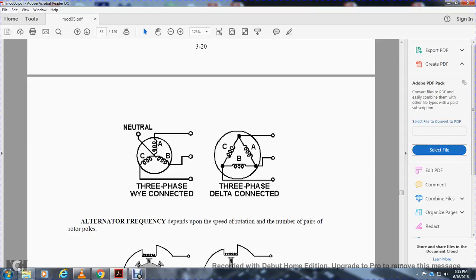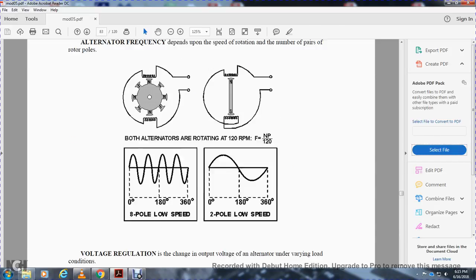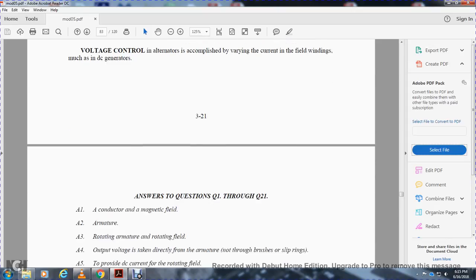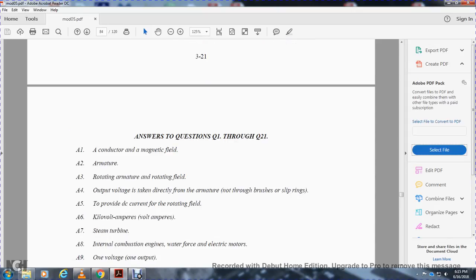Alternator frequency depends on the speed of rotation and the number of pairs of rotor poles. Voltage regulation is the change in the output voltage of the alternator under varying load conditions. Voltage control of alternators is accomplished by varying the current in the field windings, as in DC generators. And that is the chapter 3 summary.